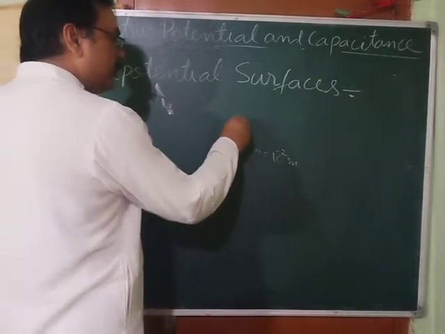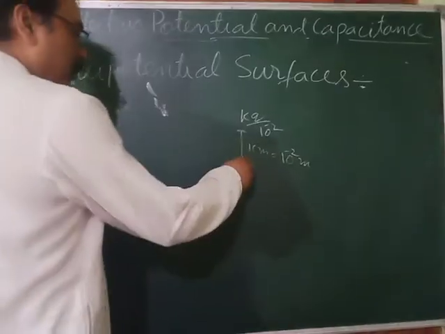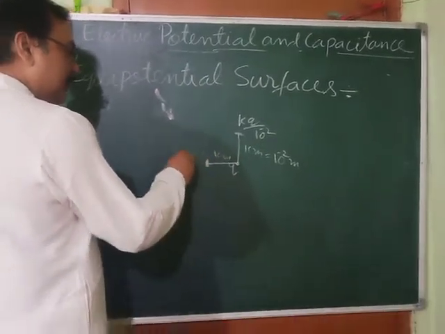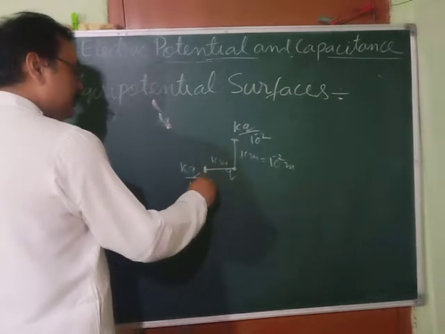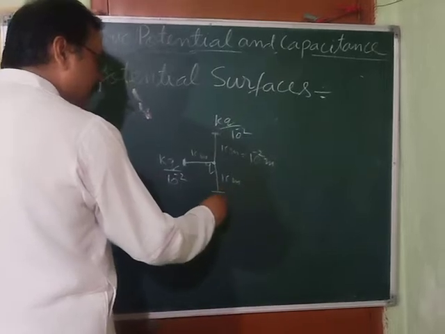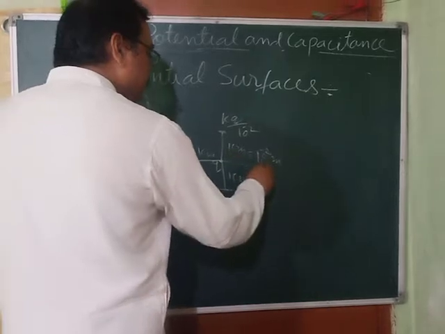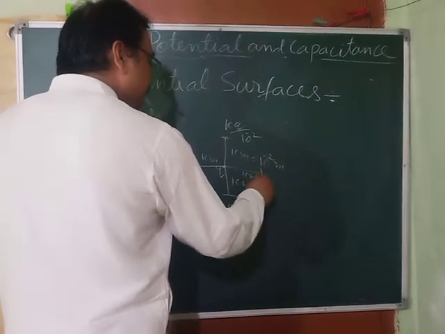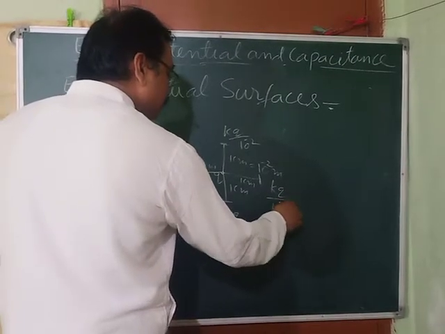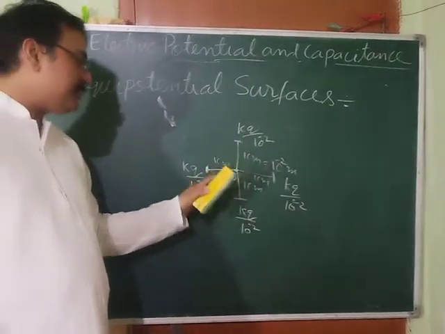So what is the potential at this point? That is kq by 10 to the power minus 2. What is the potential at the same distance, that is 1 centimeter, on this side? It is again kq by 10 to the power minus 2. At the same distance here, it is again kq by 10 to the power minus 2. And on this side as well, kq by 10 to the power minus 2. So you find the potential at these points which are at the same distance from this charge.